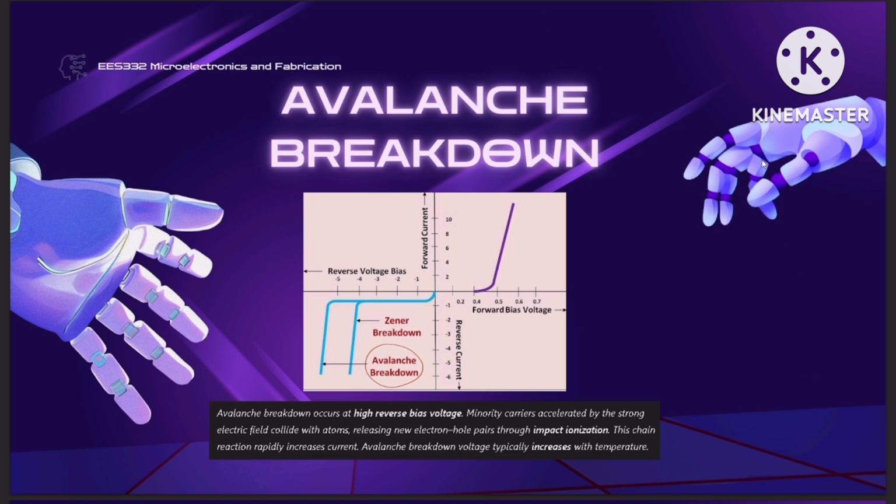Avalanche breakdown. At high reverse voltage, minority carriers accelerated by the strong field collide with lattice atoms and create new electron-hole pairs. This is impact ionization. This chain reaction sharply increases current. We call it avalanche breakdown. Its breakdown voltage increases with temperature because carriers scatter more and need a larger field to gain the same energy.